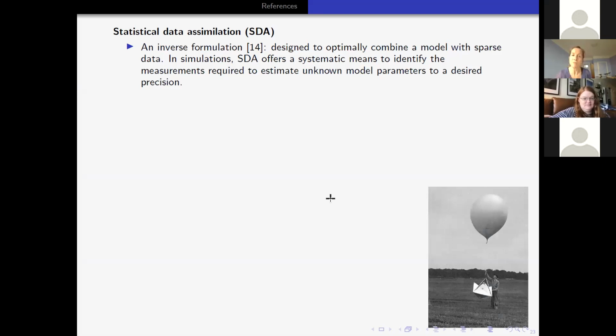And in simulations, it offers a systematic means to identify which measurements you need to make to estimate any unknown model parameters to some desired precision. And I have this balloon down here because data assimilation was invented for weather prediction. So say in simulations, you identify the measurements you need to make some prediction of some duration or some strength, and you look around and there's no instrument that can measure that thing. So you say, okay, let's build it. This is the way in which new instrumentation has evolved.